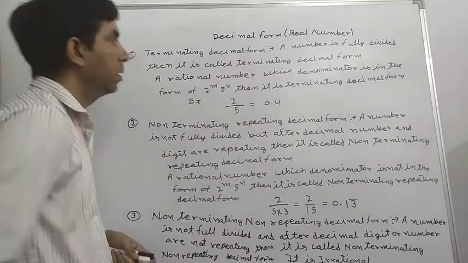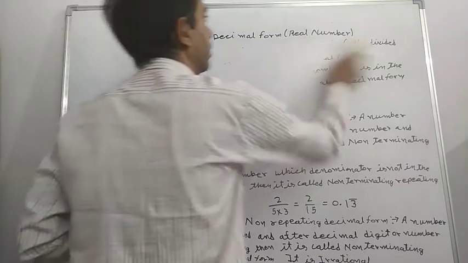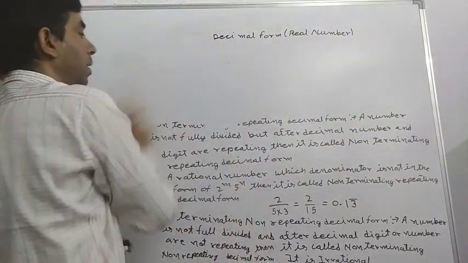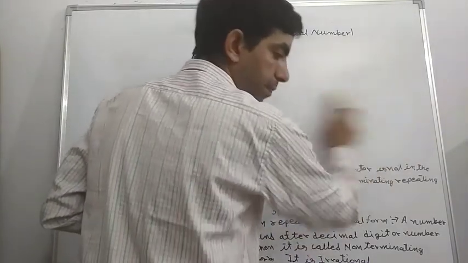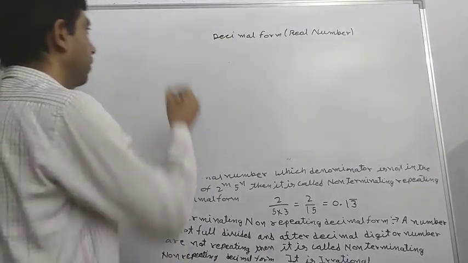So I am writing these things. Let's start the next one. By this method, we can convert a number to decimal form easily and speedily. Just like we have the number 13 upon 3125.